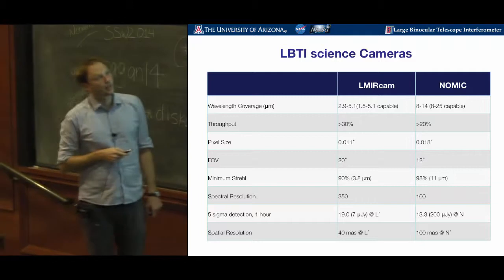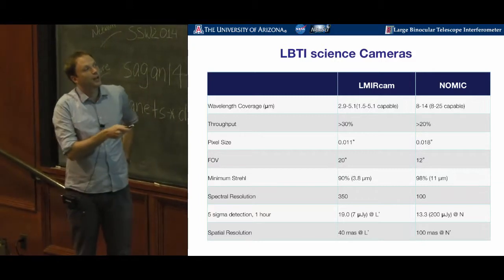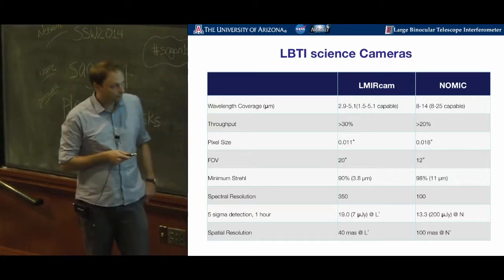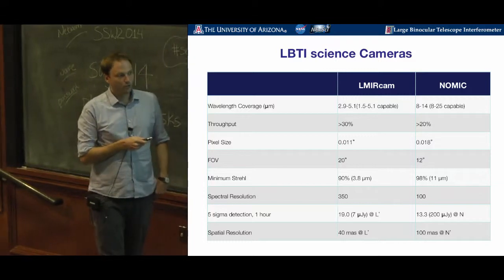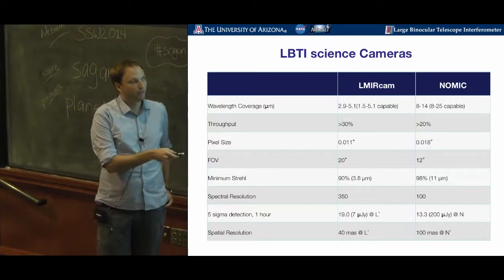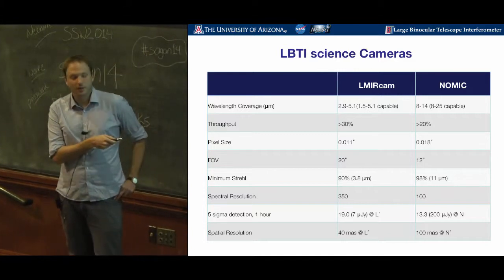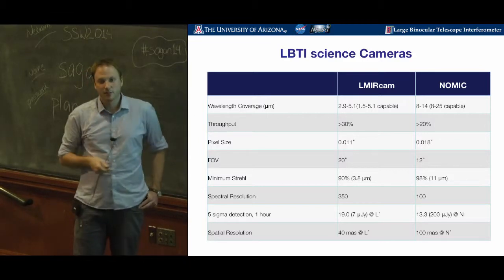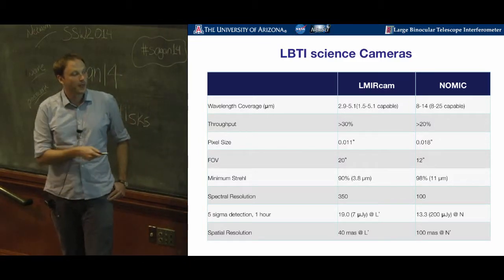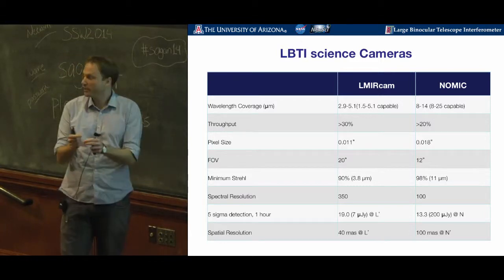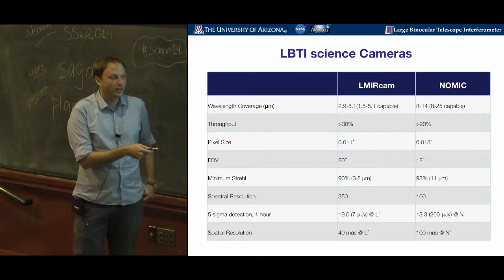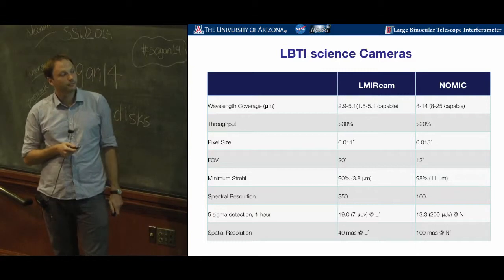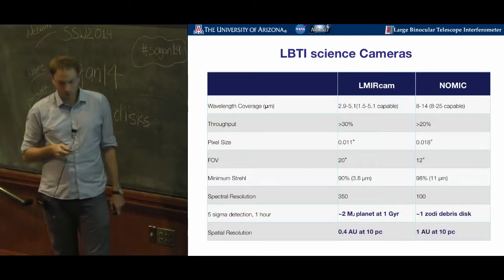So, characteristics of the two cameras. LMIRCam is going from 2.9 to 5.1 micron. NOMIC is going from 8 to 14 micron. And for the sensitivity, this is the goal sensitivity, we are not there yet for NOMIC: to be able to detect 2 Jupiter mass planets around nearby stars with LMIRCam, and to go down to the sensitivity of 1 zodi disk with NOMIC. And the resolution when we combine the two telescopes together is 0.4 AU at 10 parsec at L band, and 1 AU at 10 parsec with the NOMIC camera. So this is 40 milliarcseconds and 100 milliarcseconds.